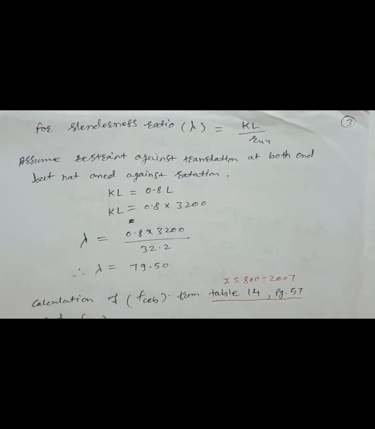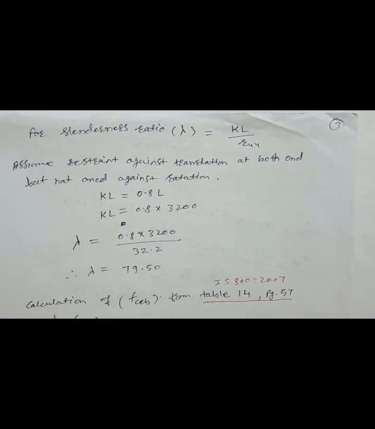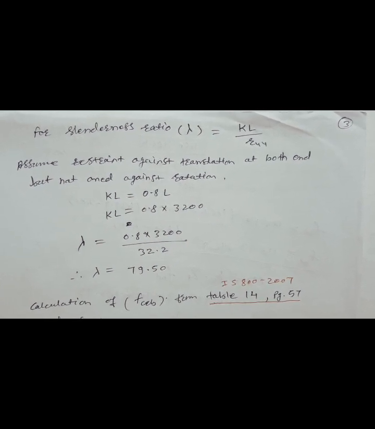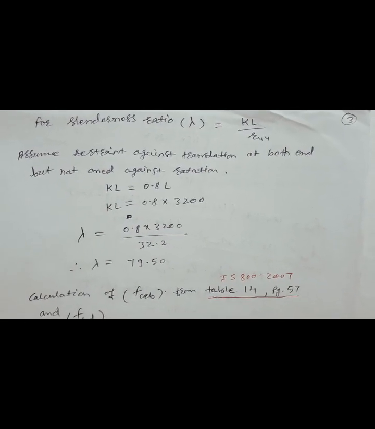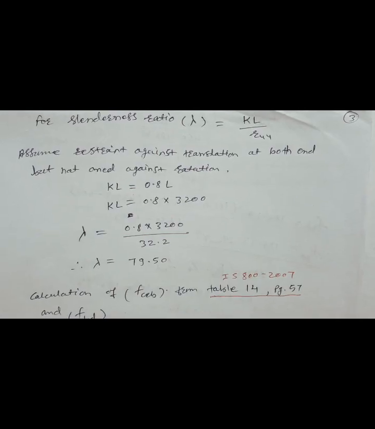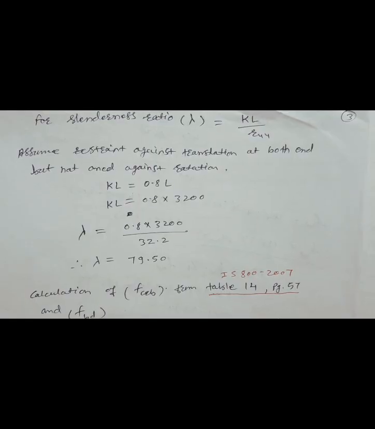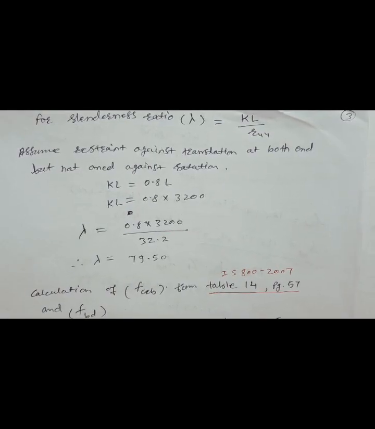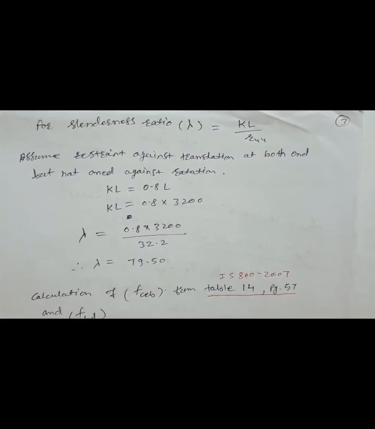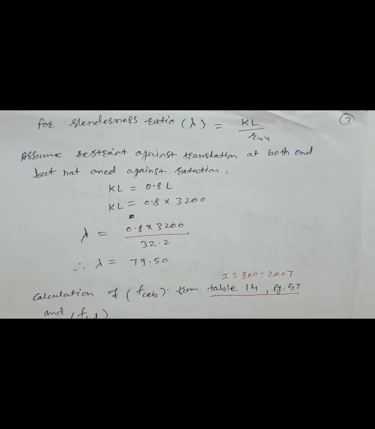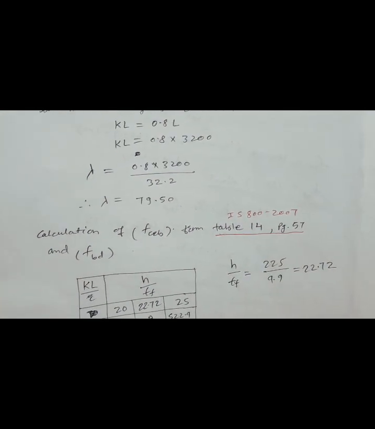Okay, so to determine the FCD and FBD, we first have to determine the slenderness ratio, that is from this given KL upon RYY, that is r minimum. So assume the end condition that restrains against translation at both ends, but not against rotation. So from IS 800, one table is given for the effective length, so KL equal to 0.8 L. So from this we can easily determine the slenderness ratio.